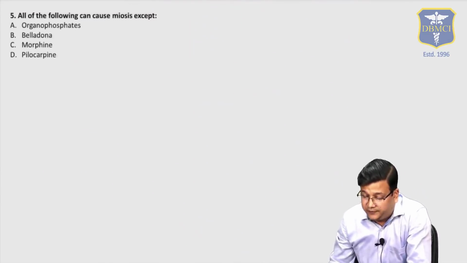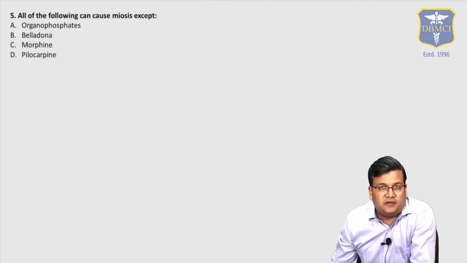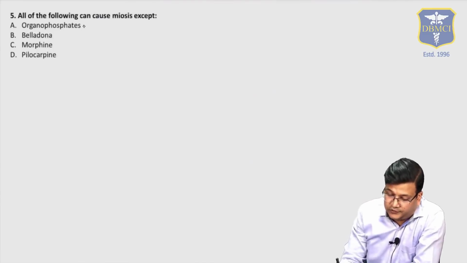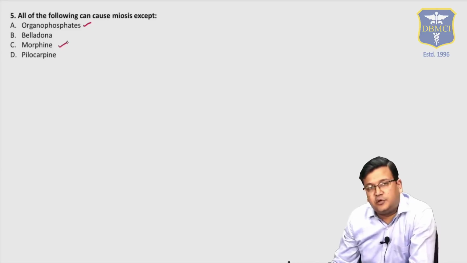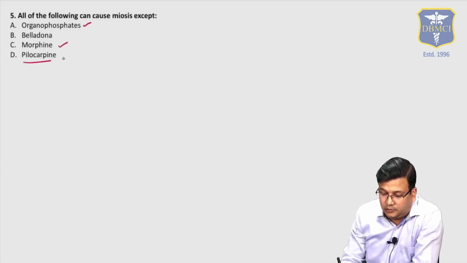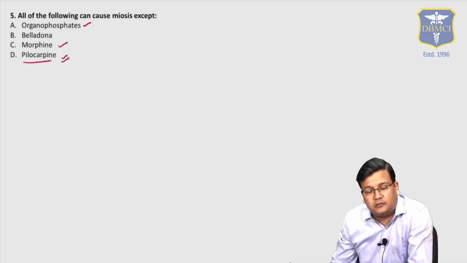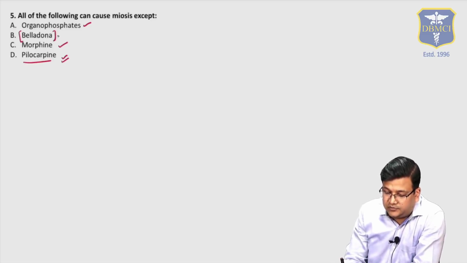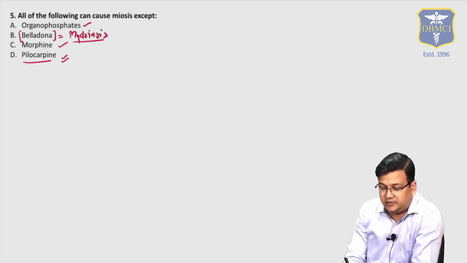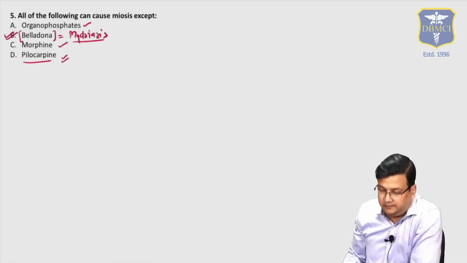Next question, all of the following can cause miosis except, we have already discussed. Organophosphorus cause miosis. Morphine is an opioid, causes miosis. Pilocarpine is a cholinergic drug, causes miosis. Belladonna is atropine, which will cause mydriasis. It's an anticholinergic that will cause mydriasis, so answer is option number B.